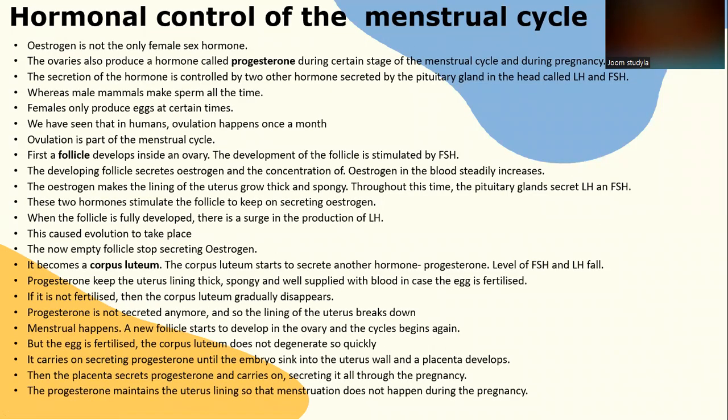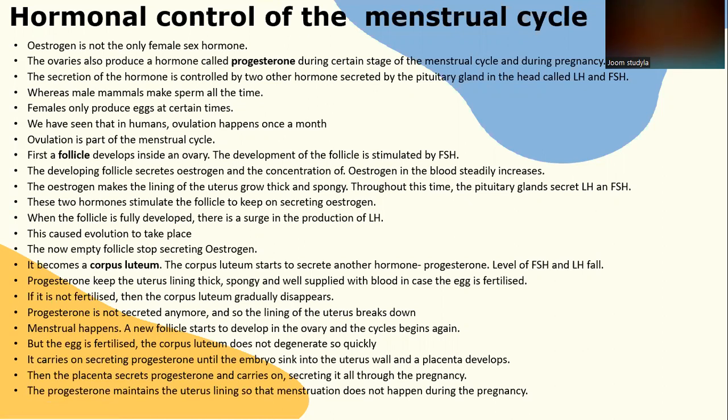Hormonal control of the menstrual cycle. Estrogen is not the only female sex hormone. The ovaries also produce a hormone called progesterone during certain stages of the menstrual cycle and during pregnancy. The secretion of the hormone is controlled by two other hormones secreted by the pituitary gland in the head, called LH and FSH. Whereas male mammals make sperm all the time, females only produce eggs at certain times.